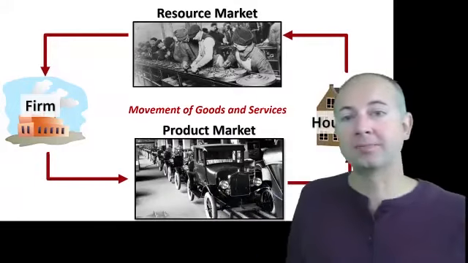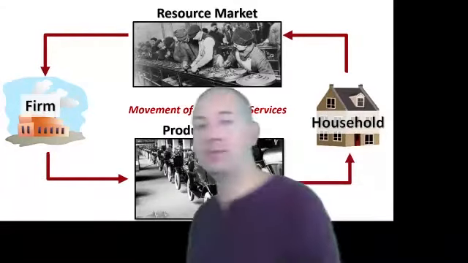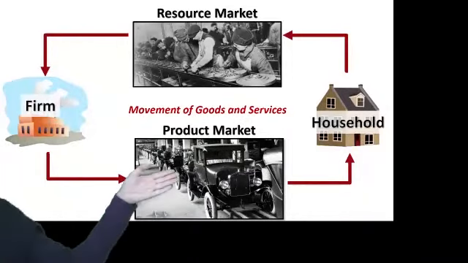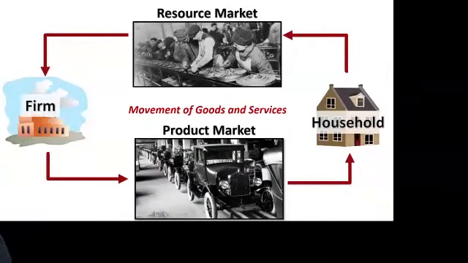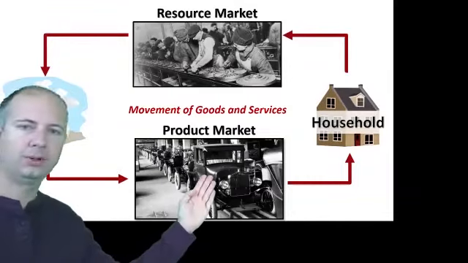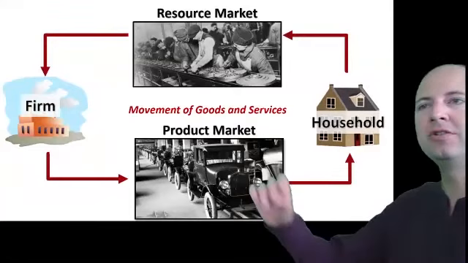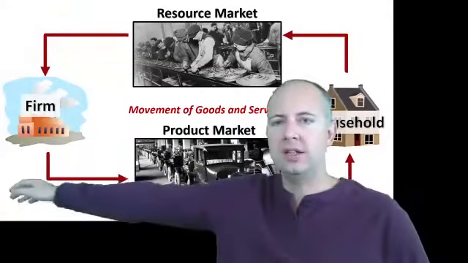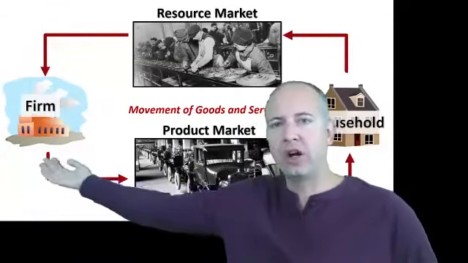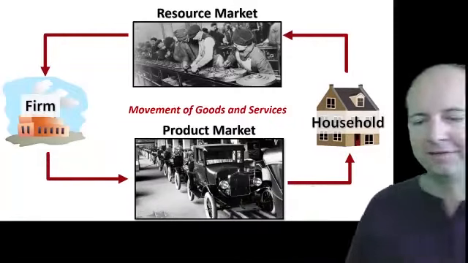Next, we have the product market. The firm took your services and my services and put together that car, put it for sale, and you bought it. So this is the movement of goods and services. You send your services to a firm, and it uses them to produce stuff for you.